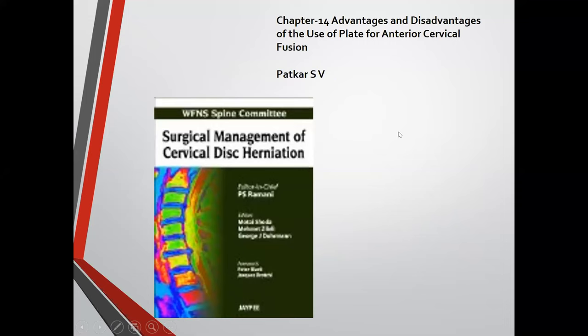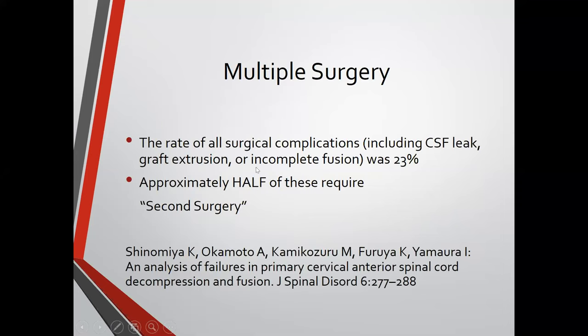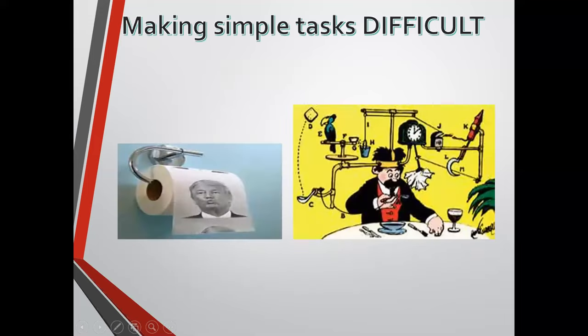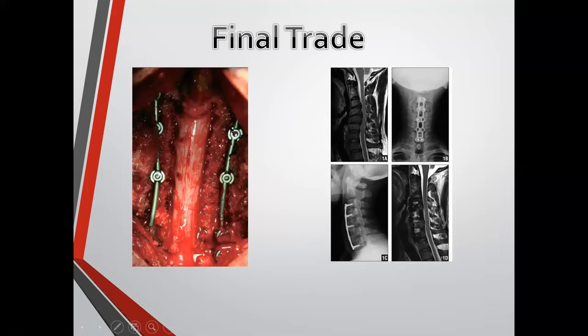So the rate of complications, such as CSF leak and graft extrusion, was 23%, and approximately half of these 23% required a second surgery. So it is not a very minor operation. There are various options and they should not make life confusing. I find that this trade-off of posterior surgery is very good.